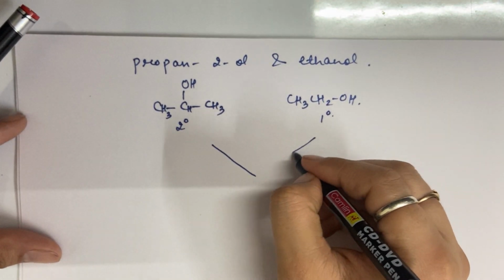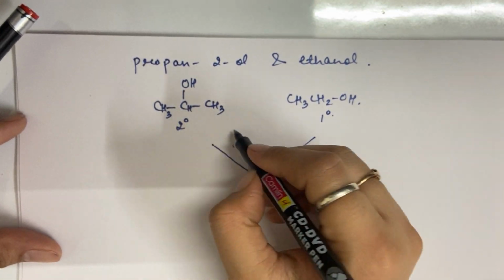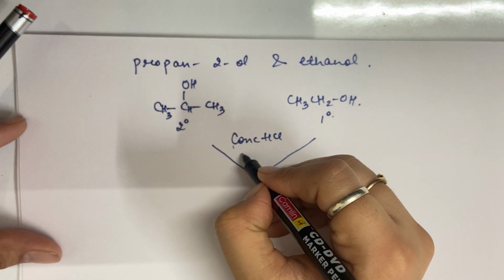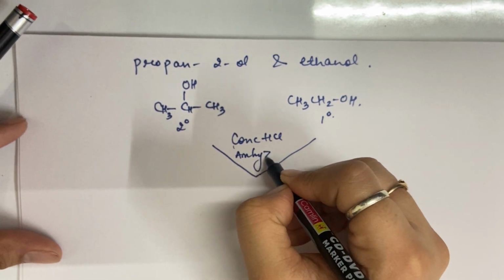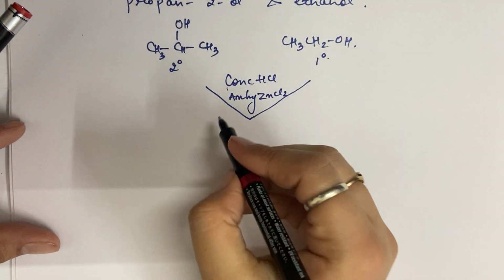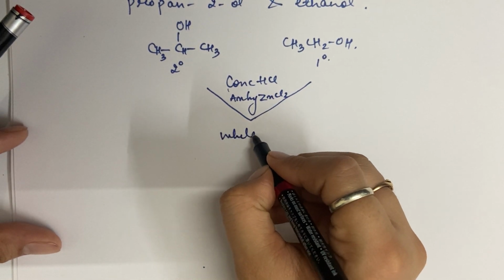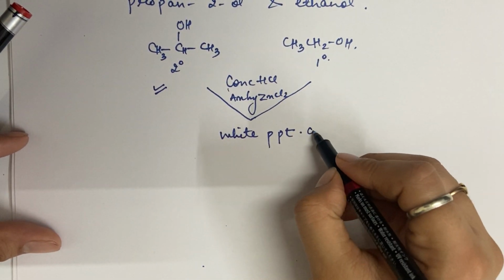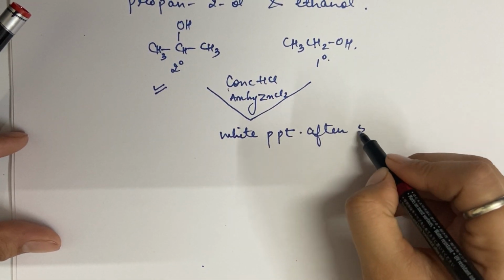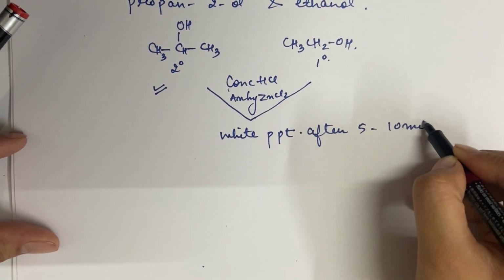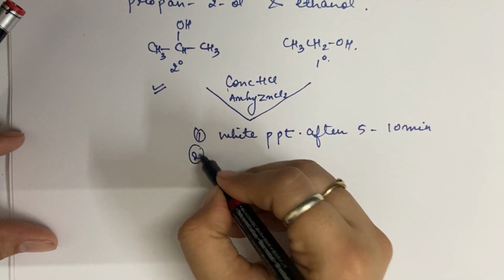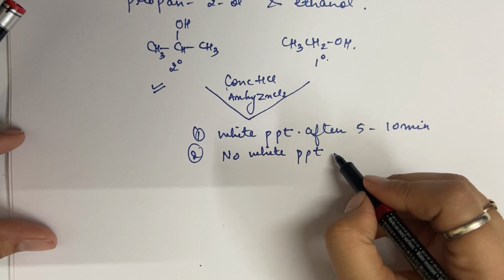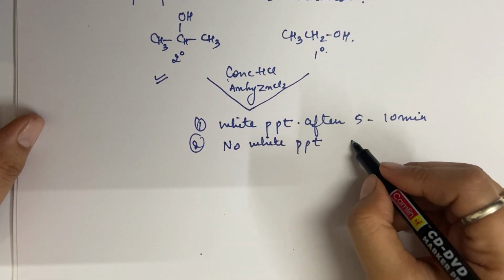So when you add the Lucas reagent, which is concentrated HCl and anhydrous ZnCl2, to both of these compounds, what will happen? It will give you a white precipitate. That white precipitate for the secondary compound will come after 5 to 10 minutes, and in the case of ethanol, no white precipitate will come. So this will confirm that it is a secondary alcohol, and if there is no white precipitate, then it is a primary alcohol.